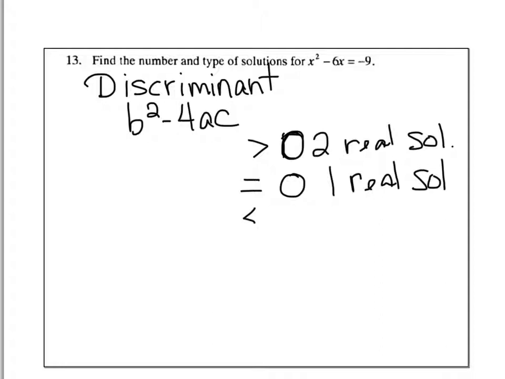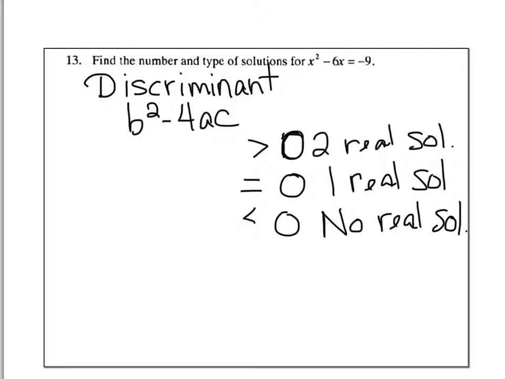And if it's less than 0, then we have no real solutions, which means the graph doesn't actually cross the x-axis. So our solutions would be considered imaginary. Before I can find the discriminant though, one side, just like with the quadratic formula, has to equal 0.